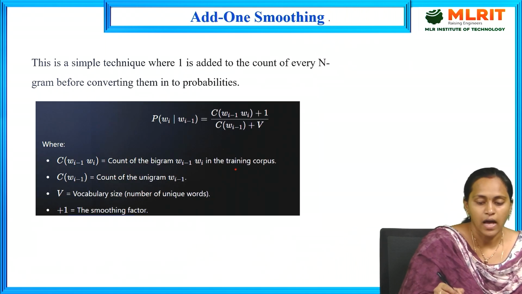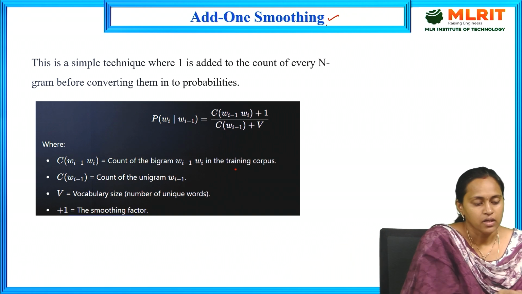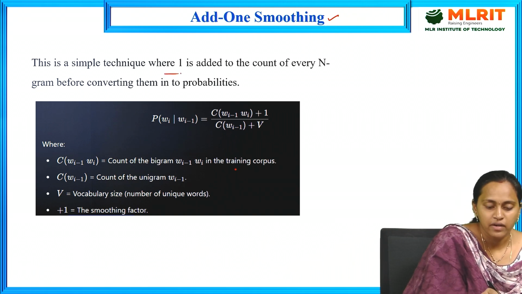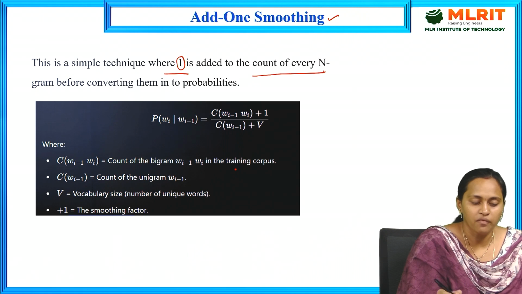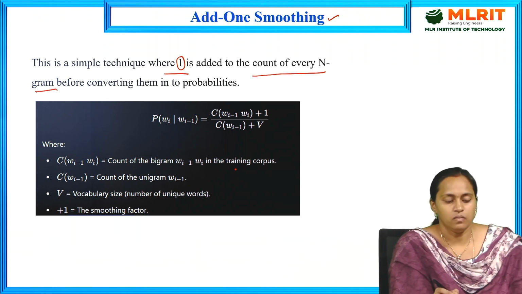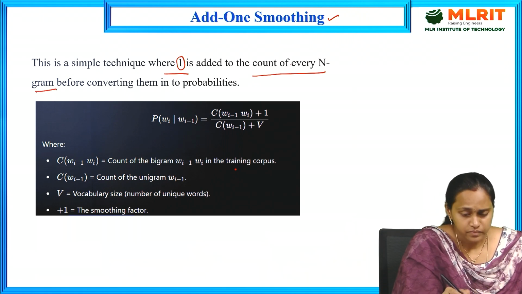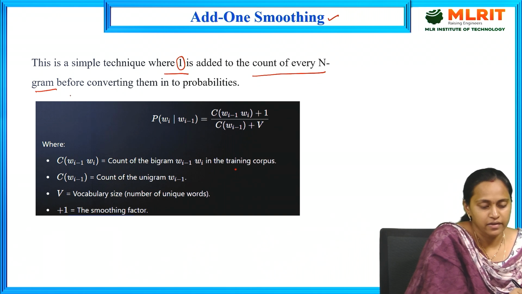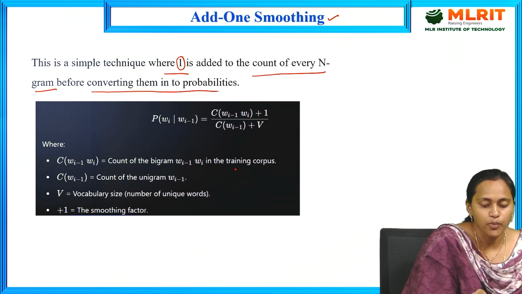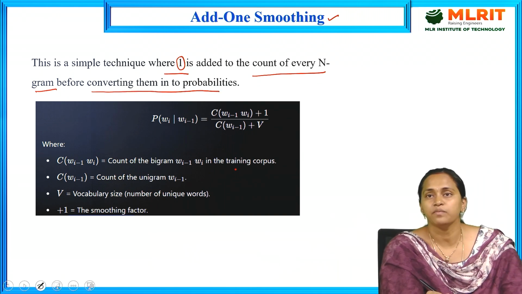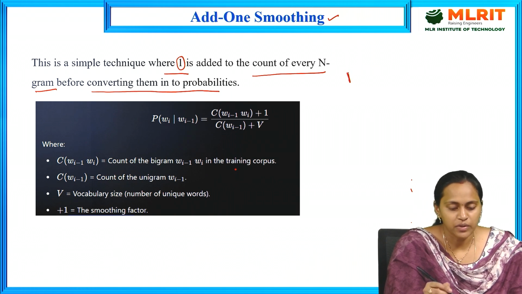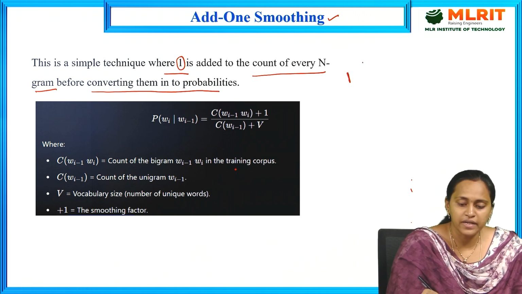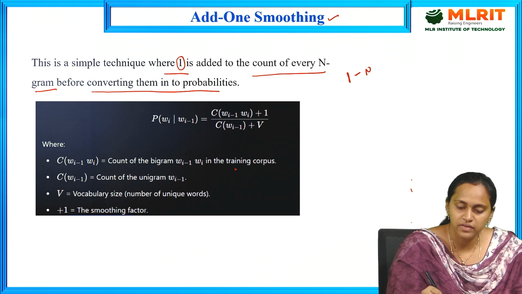First one, add-one smoothing. This is a simple technique where 1 is added to the count of every n-gram before converting them into probabilities. Before converting to probabilities, we are adding 1 to the n-gram counts.